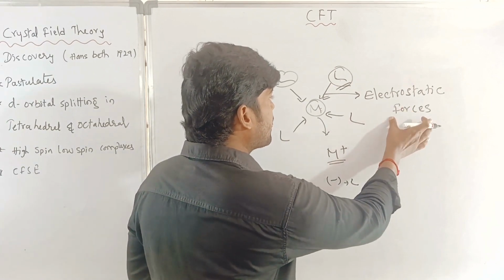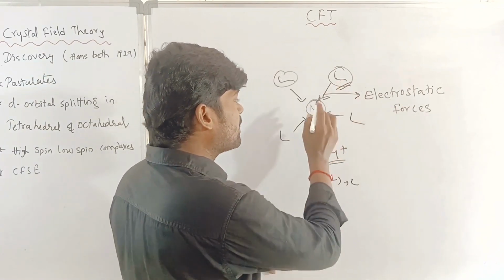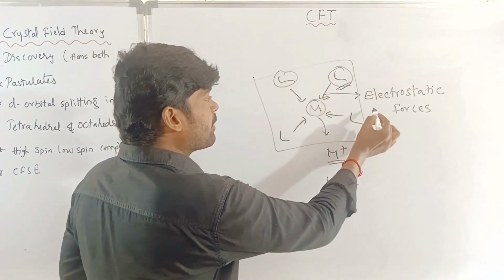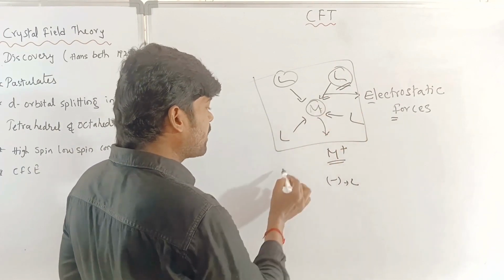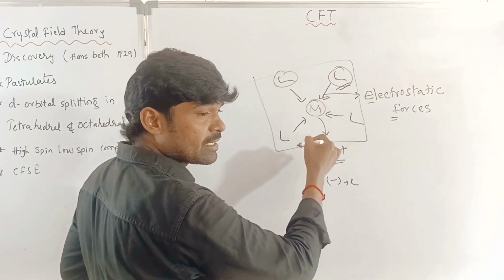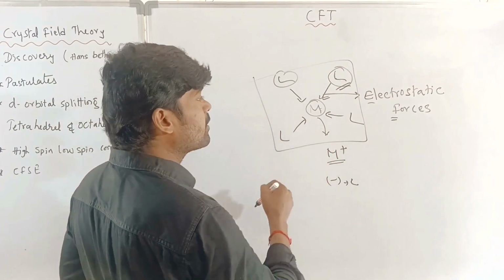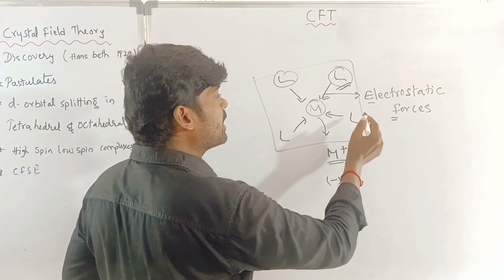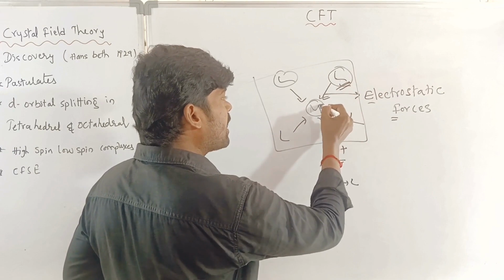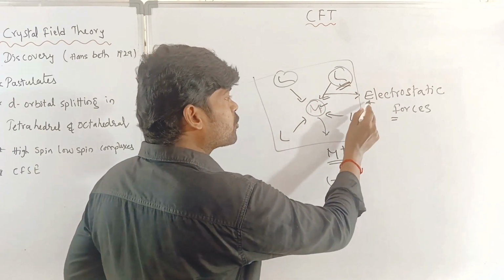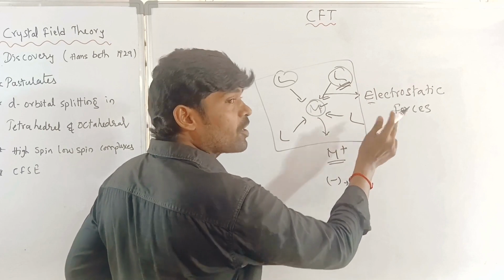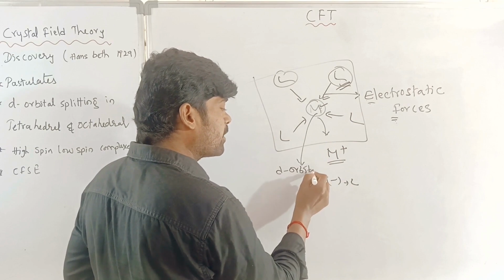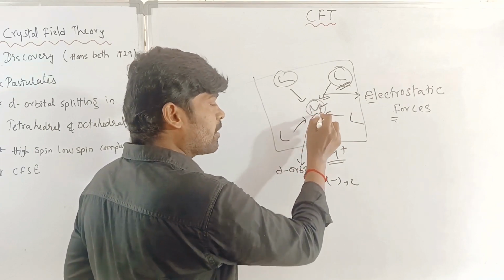When these electrostatic interactions come in between these two, if we consider it as a crystal, because of these electrostatic forces, a field can be generated in this crystal. So that field is the crystal field. So this crystal field theory mostly explains the interaction between ligands and central metal atom through electrostatic forces, and because of these electrostatic forces, how the d orbital will split in the central metal atom.